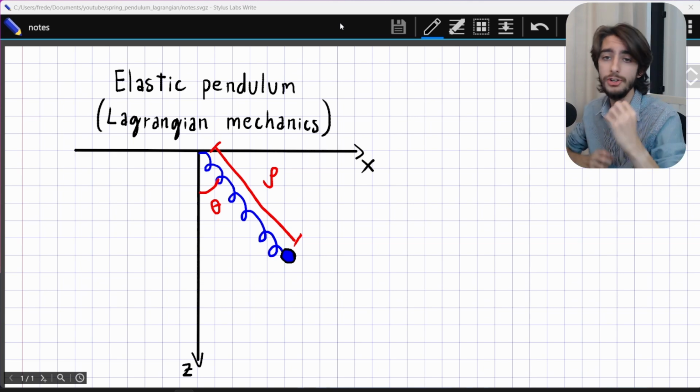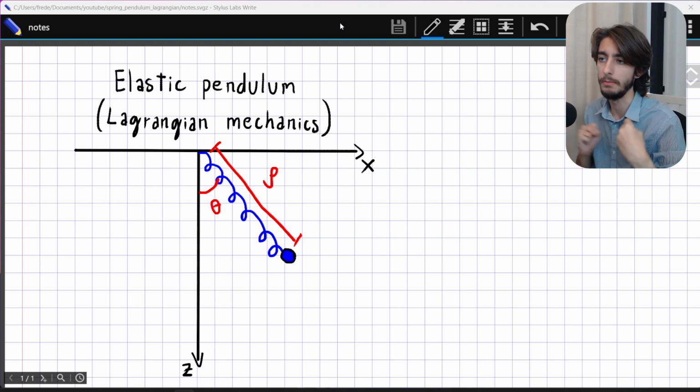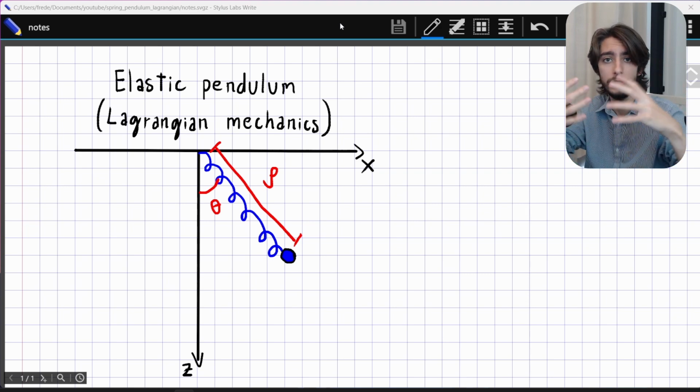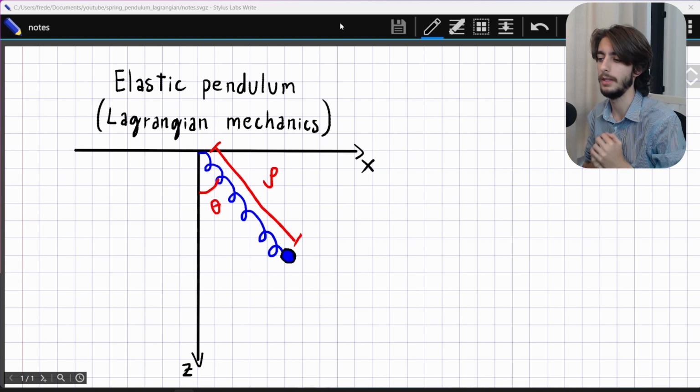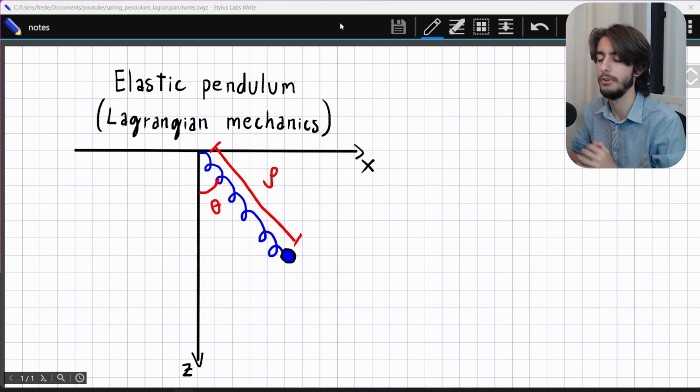Lagrangian mechanics are a way to reach the equations of motion of a system based only off of the energies involved in that system. We're going to see that we only need the kinetic energies and the potential energies, and we're going to put that into a big function called a Lagrangian, and then we're going to use the Euler-Lagrange equations, which are just derivatives of that big Lagrangian function, and they will give us the equations of motion.